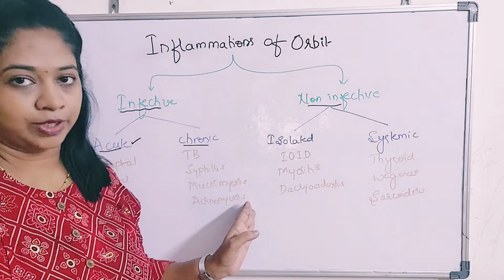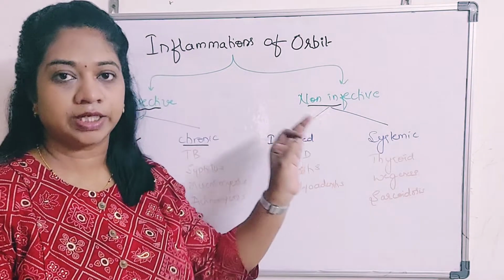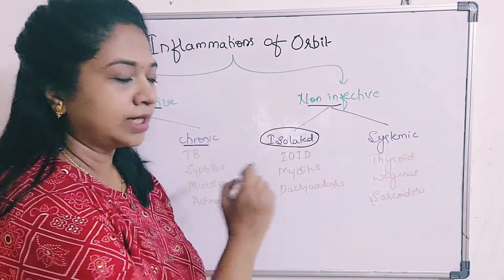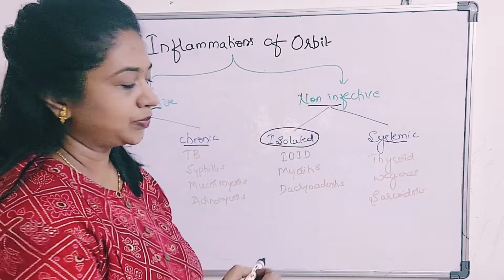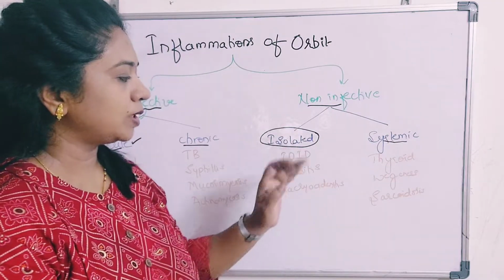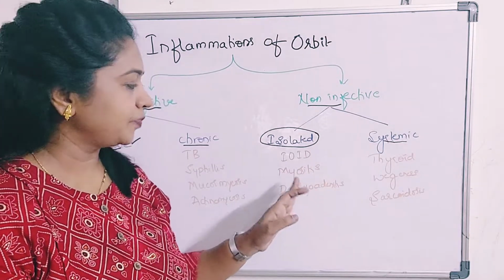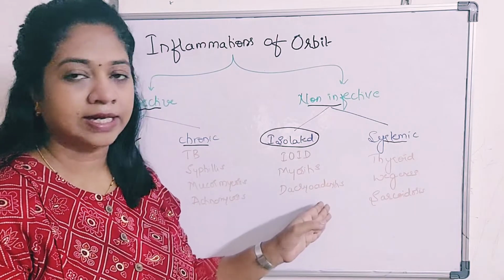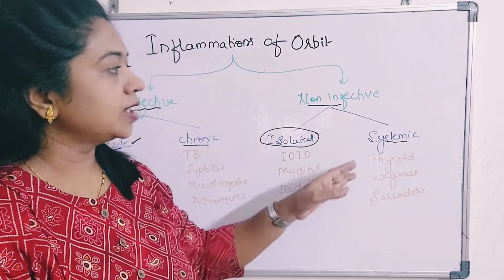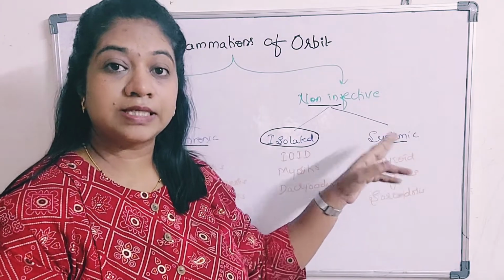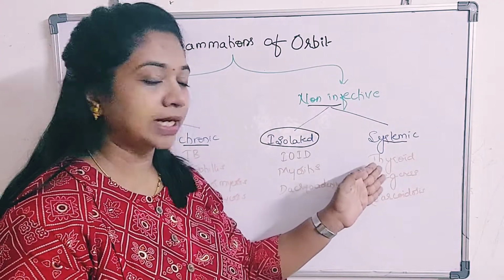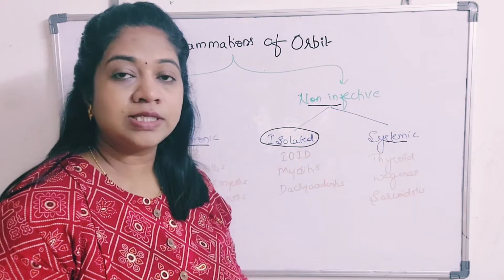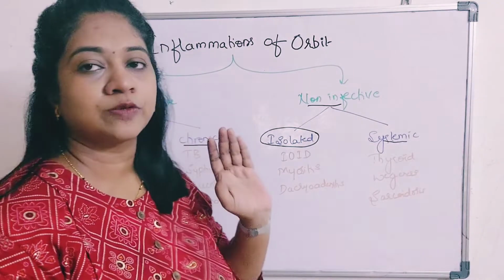and even actinomycosis. If you come to non-infective etiology of orbital inflammation, it can be an isolated disease confined to the orbit or it can be associated with a systemic disease. The isolated diseases confined to the orbit are idiopathic orbital inflammatory disease, inflammation of the muscles, that is myositis, or dacryoadenitis, that is inflammation of the lacrimal gland. When the orbital inflammation is associated with systemic diseases, it can be secondary to thyroid eye disease, Wegener's granulomatosis, or sarcoidosis. So this is the simpler classification for inflammation of the orbit.